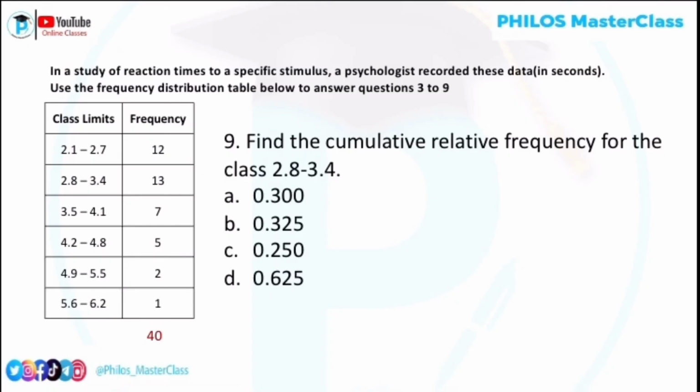So we are looking for class 2.8 to 3.4, isn't it? Now, what is the cumulative frequency of class 2.8 to 3.4? That will be 12 plus 13, isn't it? So that will give you 25. So we take 25 divided by total frequency. So 25 divided by 40 will give you 0.625. That's option D.